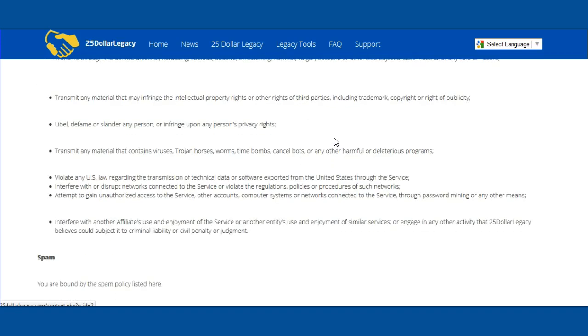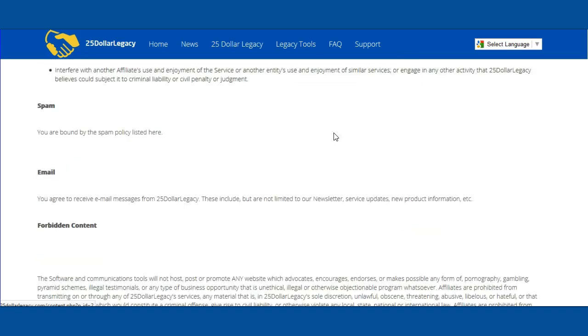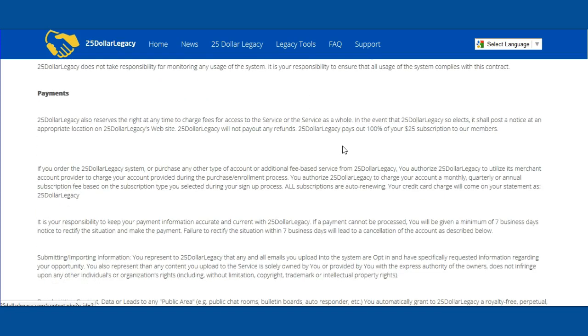Give me one segundo. Email. Payments. Here we go. This is the terms and conditions. $25 Legacy also reserves the right at any time to charge fees for access to the service or the service as a whole. In the event that $25 Legacy elects to, it shall post a notice at an appropriate location on the $25 Legacy website. $25 Legacy will not pay out any refunds. $25 Legacy pays out 100% of your $25 subscription to our members.